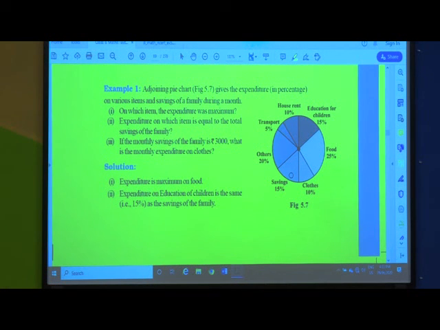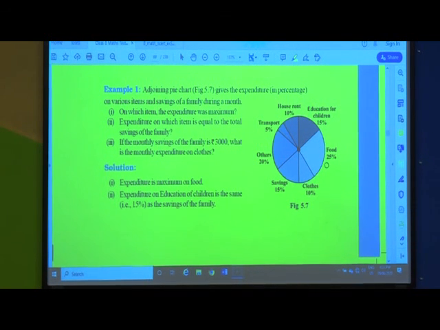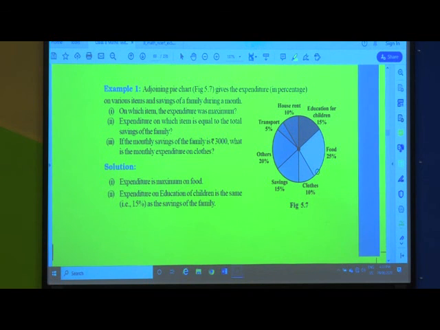On which item was the expenditure maximum? On what particular thing is the expenditure maximum? You can see here 25% is the biggest value. It is on food.